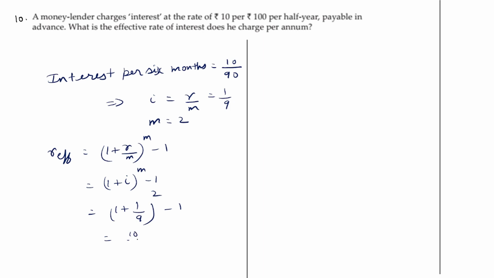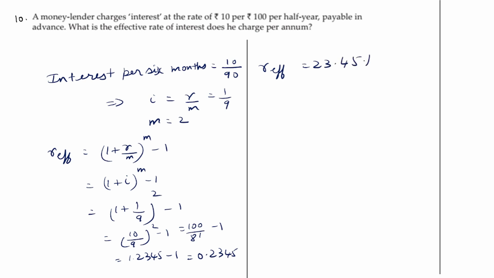So when we take LCM and simplify, we get 100 by 81 minus 1, which is equal to 1.2345 minus 1. It is 0.2345. Therefore, the effective rate of interest per annum is 23.45%. So this is the effective rate of interest. So far we have seen problems on effective rate of interest.